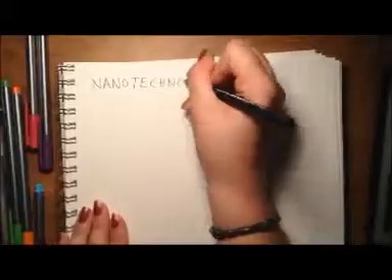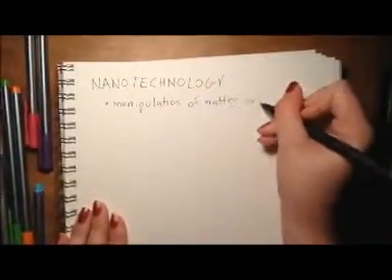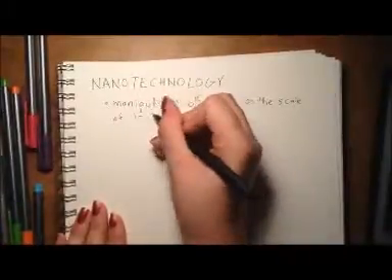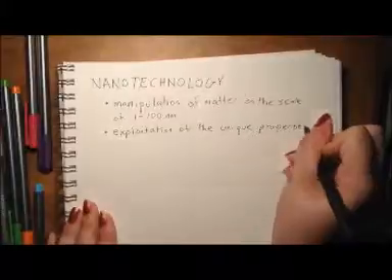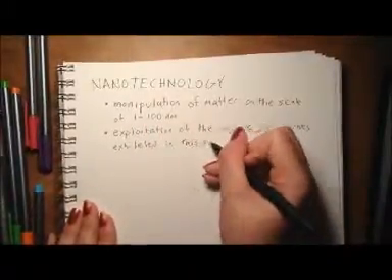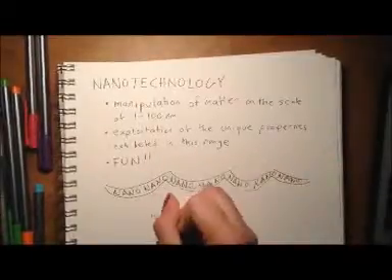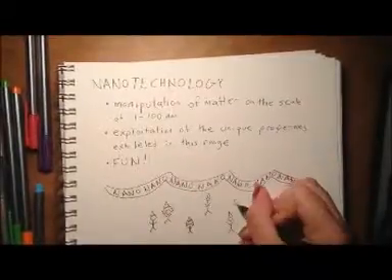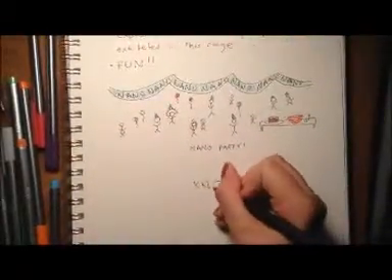In summary, nanotechnology is really the manipulation of matter on the scale of 1 to 100 nanometers, or in an atomic range, and the exploitation of the unique properties exhibited in this range. Nano is also pretty fun, so check back to find out more about how nano is used in different products and to have nano misconceptions busted.